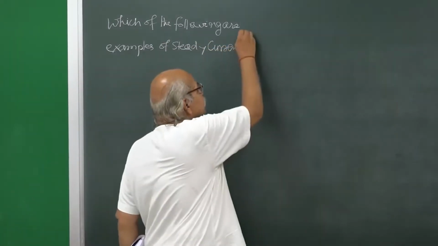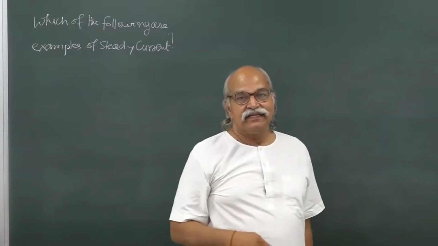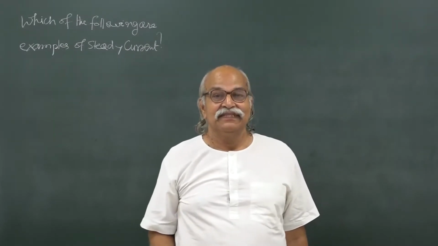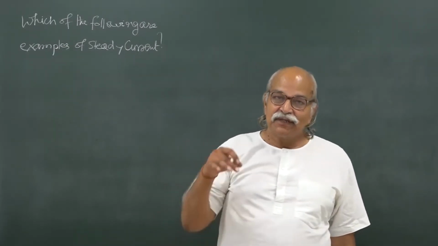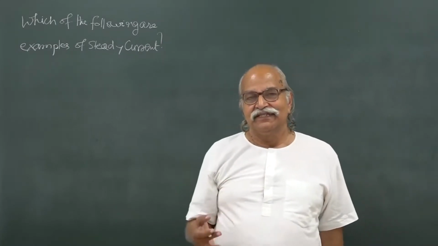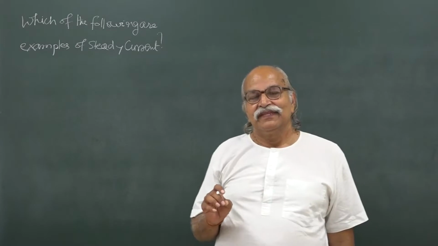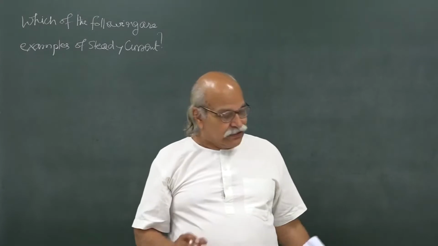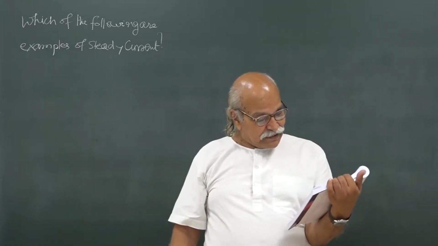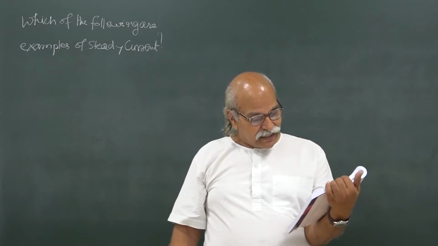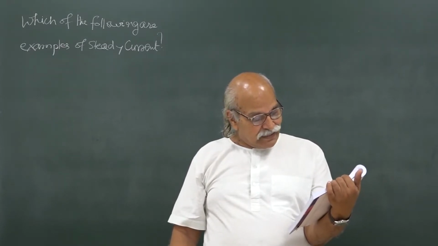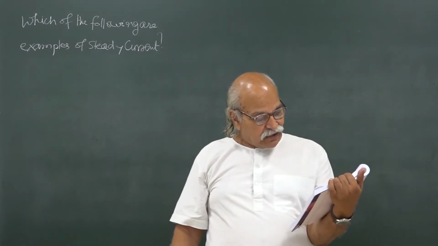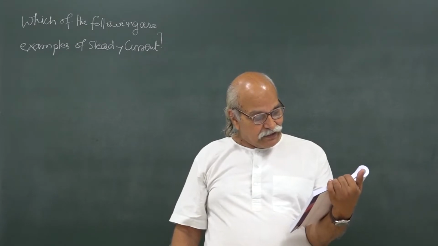Now, what is the steady current? Steady current, as we discussed, is when the current does not change with time, the current at a particular point, at all points in the space. So, if the current at any given point is not changing with time, then we call it steady current. So, the first one is a ring of radius capital R, having a uniform linear charge density lambda naught, rotating about its axis with a constant angular velocity omega.